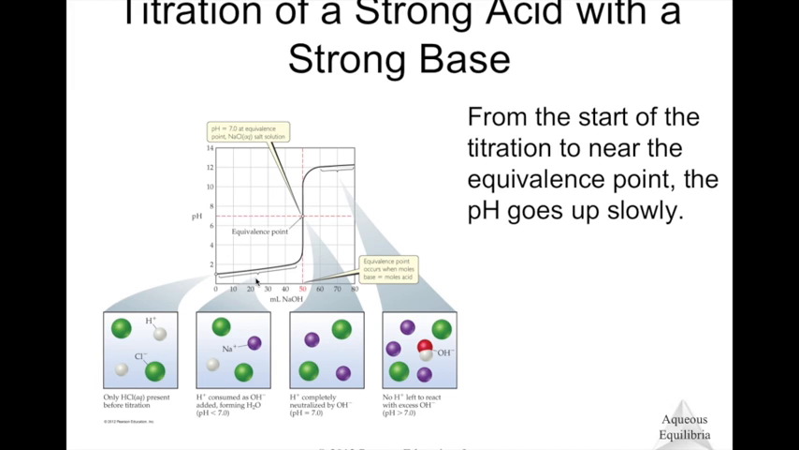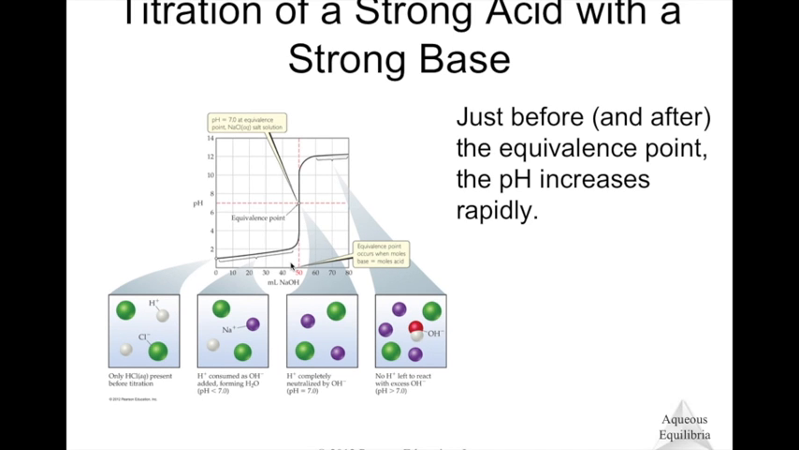From the start of the titration, obviously if you've got an acid, you're starting very, very low, right? And this part here, it goes up, but pretty slowly until you basically start to get to that equivalence point. Then it's going to shoot up. Your pH is going to increase dramatically. So just before and after, it's going up very, very quickly.